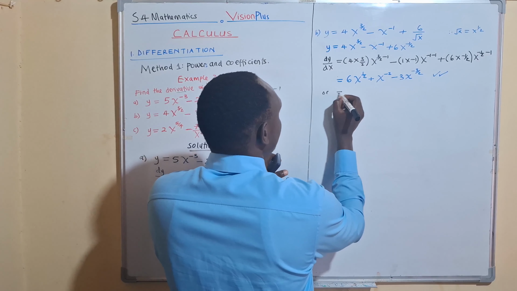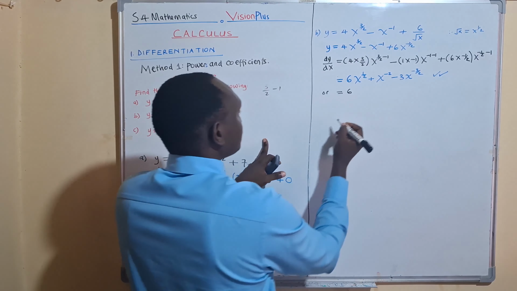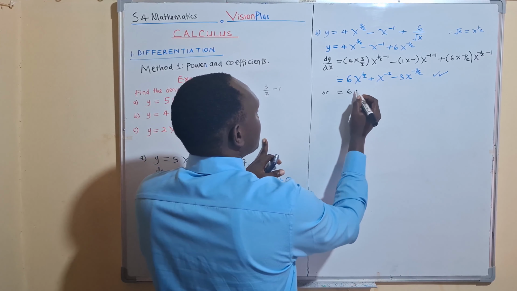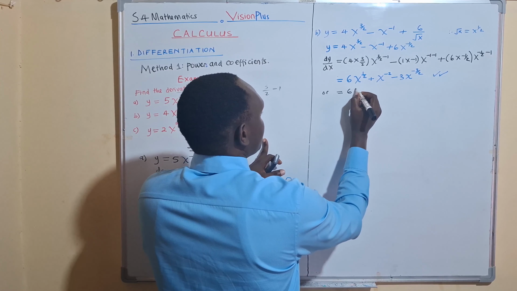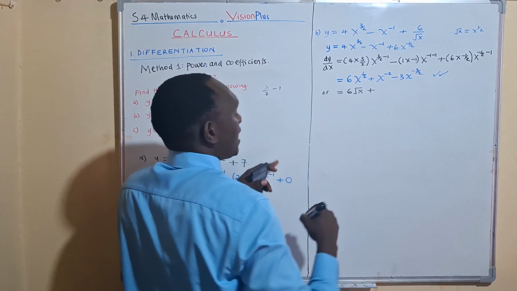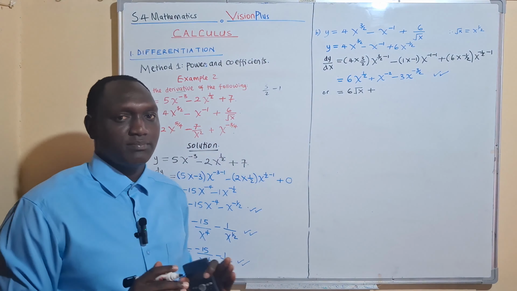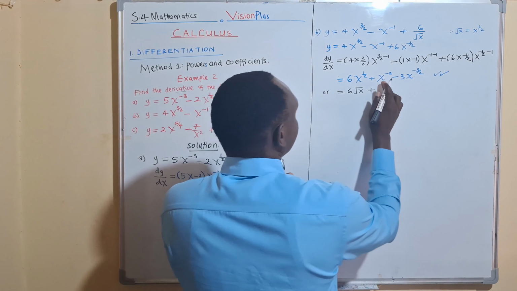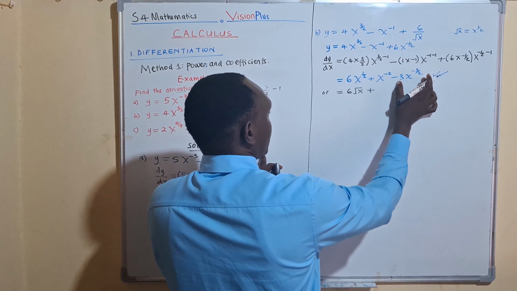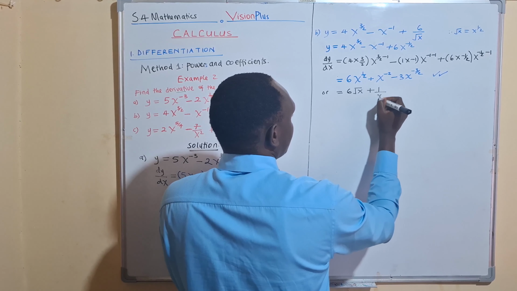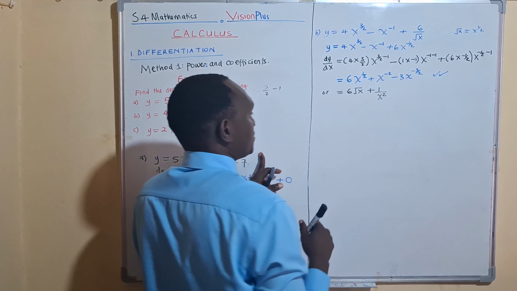Or this is the same as 6. X power half is the same as root of x. So it is the same as 6 root of x plus, I'm trying to make my powers positive. That is the only thing I'm doing right now. Plus, but if you leave it here, it is very correct. So here plus 1 out of x squared. And the power becomes positive.